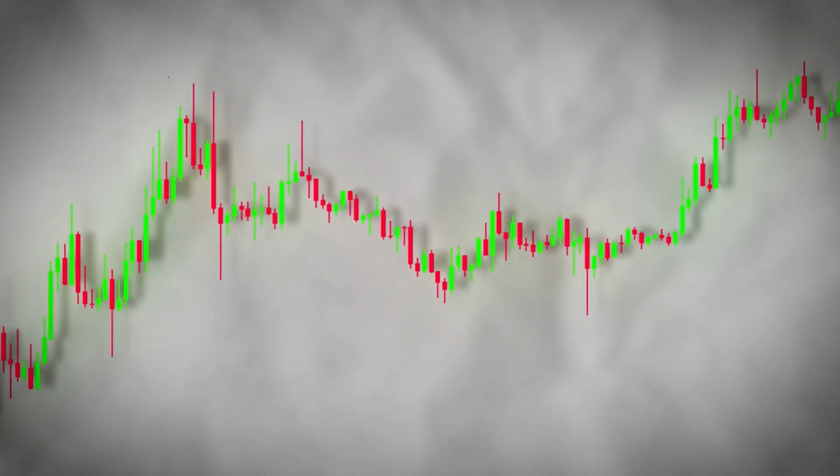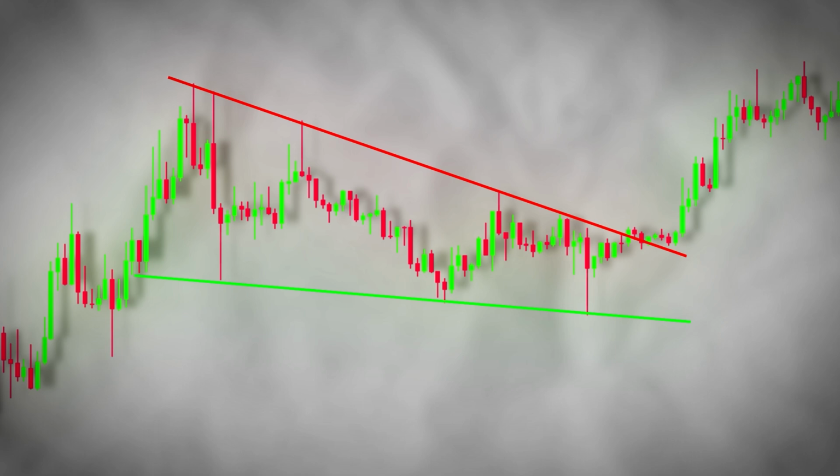Falling wedge. The falling wedge shows both trend lines sloping down with a narrowing channel, indicating an immediate downtrend. As the trend lines get closer to converging, the price makes a violent spike higher through the upper falling trend line on heavy volume.